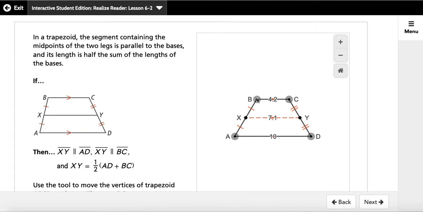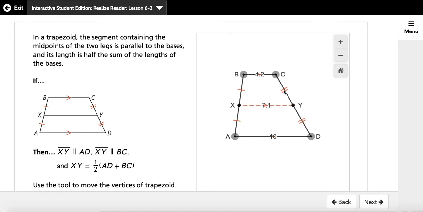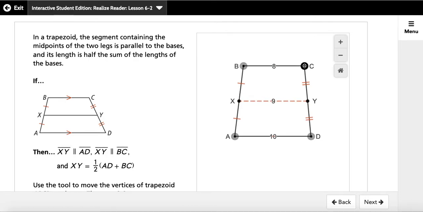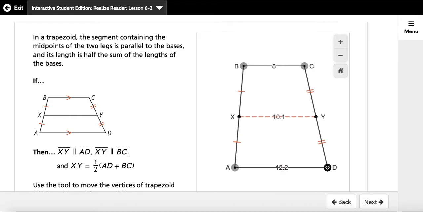And they have a little Desmos thing to prove it. I don't know if you can see the numbers or not. Like 8 and 10 adds up to 18. Cut 18 in half, you get 9. Let me go a little bit longer. 12.2 and 8 would be 20.2. Cut 20.2 in half, and you get 10.1.